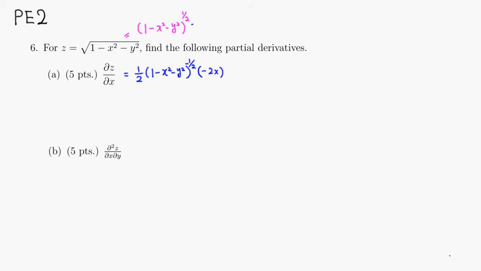Alright, so we can cancel the 2 on top and the 2 on the bottom. So negative x is on top, over, since it's a negative power, I'm going to put the square root of 1 minus x squared minus y squared on the bottom. So we have that. This is part A.